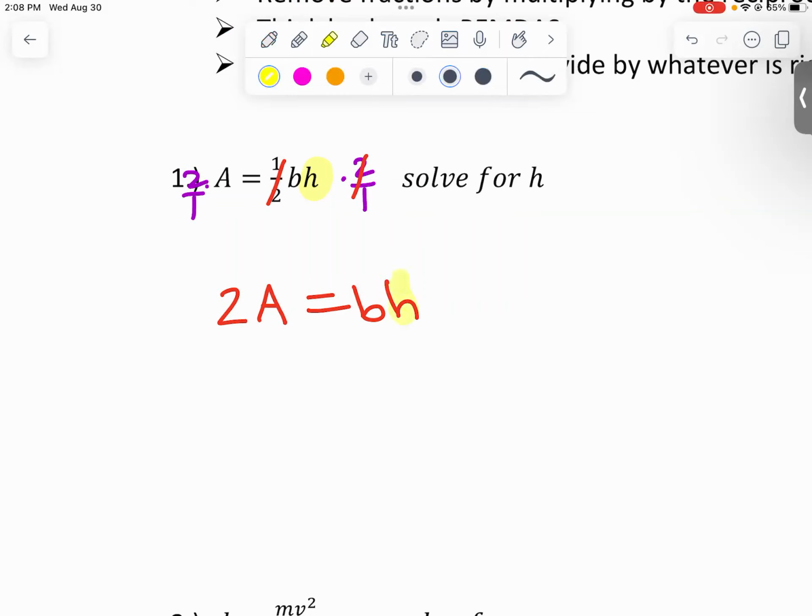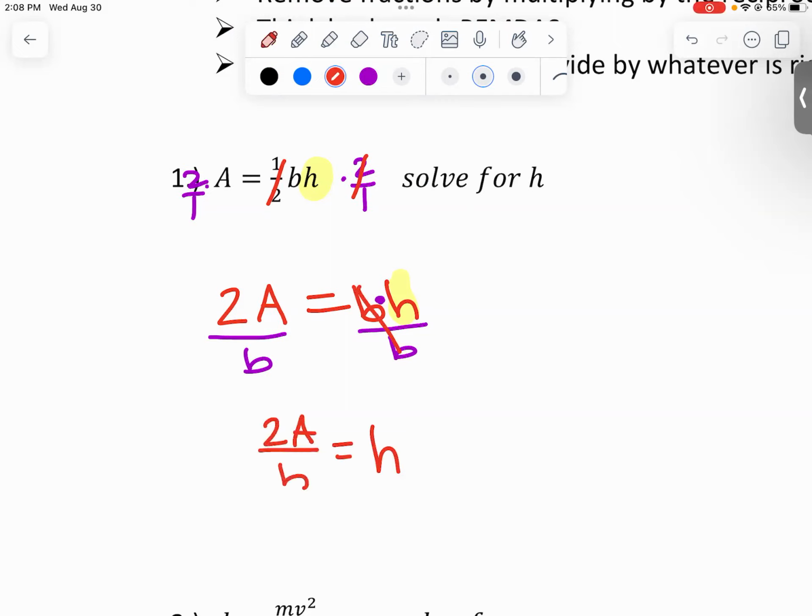Here's my h. How do I get it by itself? You divide by b. We could divide by b, since b is being multiplied to h. And now I have h equals 2a divided by b.